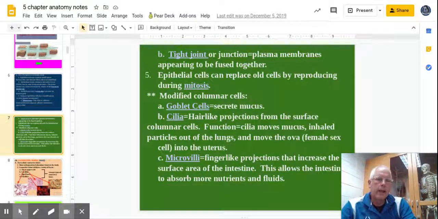We have those in the body, and that's what they look like. And they secrete mucus. Now, it sounds kind of gross, but when you got cold and allergies, like I do right now, that's where that mucus comes from. It helps move infectious material out of our body.